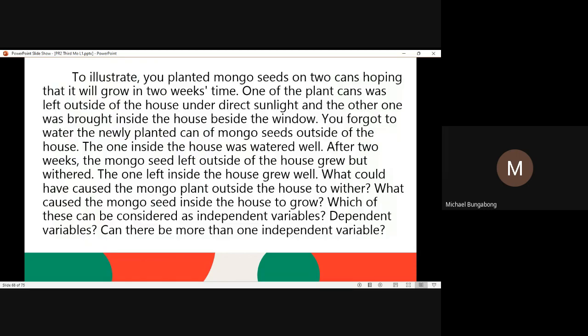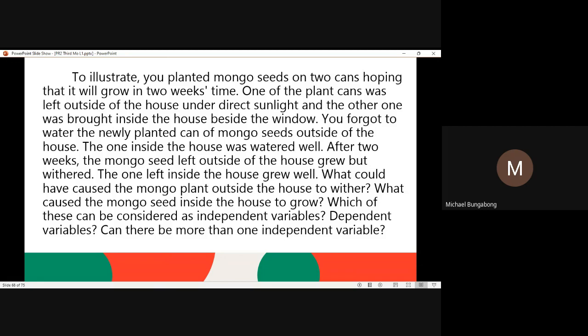All right. So to illustrate, for example, you planted a mungo seed. So I'm giving you a situation now. So you have to tell me which one is dependent and independent variables, or if possibly there is a mediating variable. All right. So for example, you planted the mungo seeds on two cans, hoping that it will grow in 2 weeks' time. So what if one plant was left outside of the house under direct sunlight, and the other one was brought inside the house beside the window. Okay, so here's what happened.